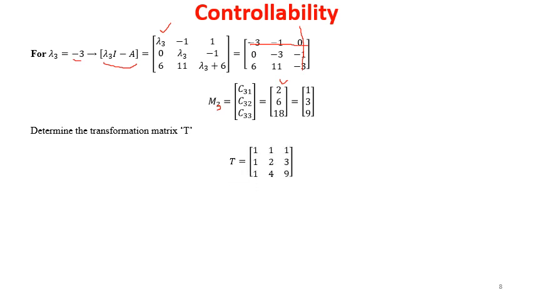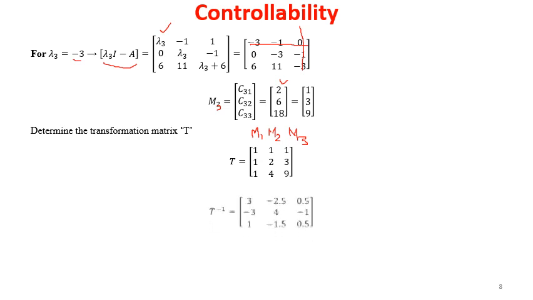So we get T equal to: from M1, C11 is 1, C12 is 1, C13 is equal to 1. This we filled from M2, that is 1, 2 and 4. This one we filled just now from M3, all the 3 columns, 1, 3 and 9. So these columns we are going to fill. So 1, 1, 1, 1, 2, 4 and 1, 3, 9.